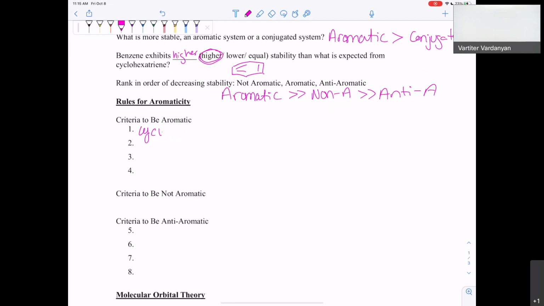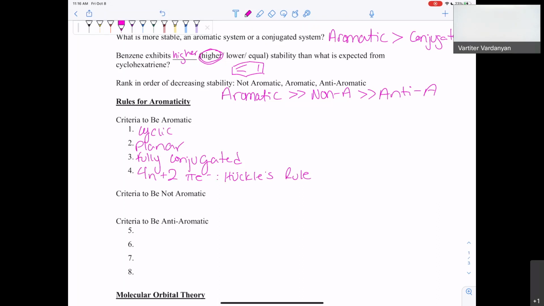Cyclic, planar, fully conjugated. Yes, okay, so let's talk about all of these. And does anyone know what the 4n+2 rule is called? Hückel's rule, yeah. Or maybe it's pronounced differently, I don't know. Okay, so cyclic literally just means it has to be a ring.